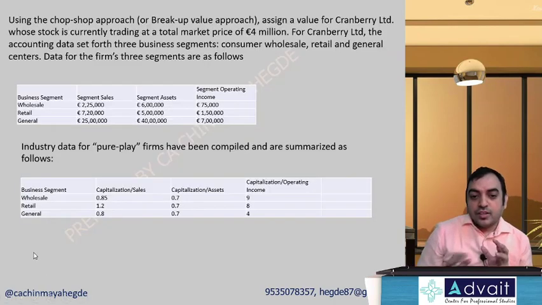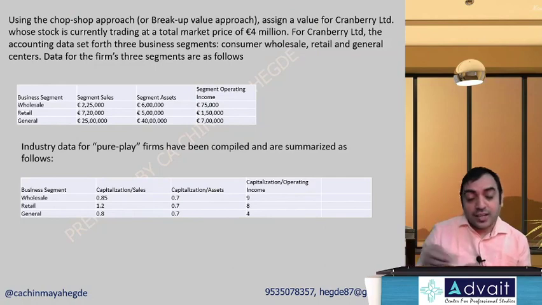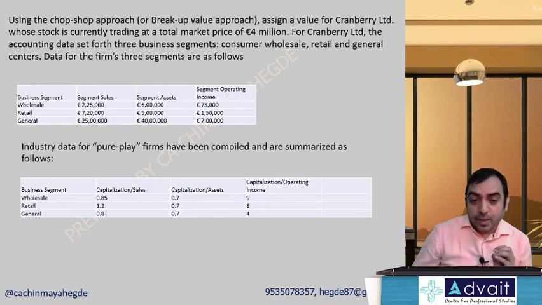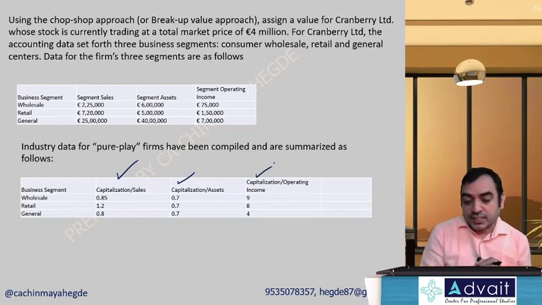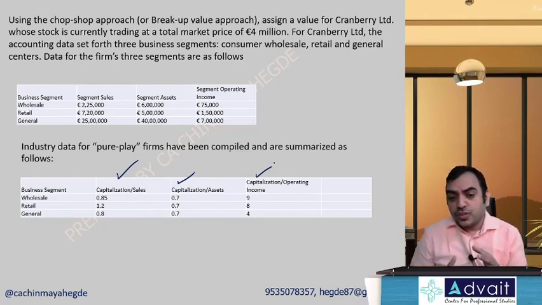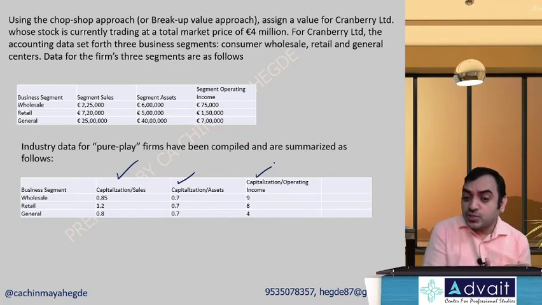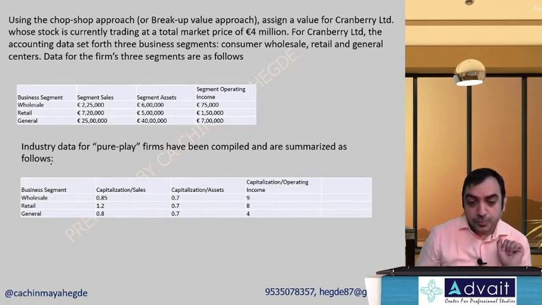Okay. So we have three segments and we have three ratios. As I told you, we'll compute one ratio at a time. Based on capitalization to sales, we compute the value of business. Based on capitalization to assets, we compute the value of business. Then based on capitalization to operating income, we compute the value of business. So based on three ratios, three bases, we get three values, and then we take a simple average to give you one number. So let's first focus on capitalization by sales.